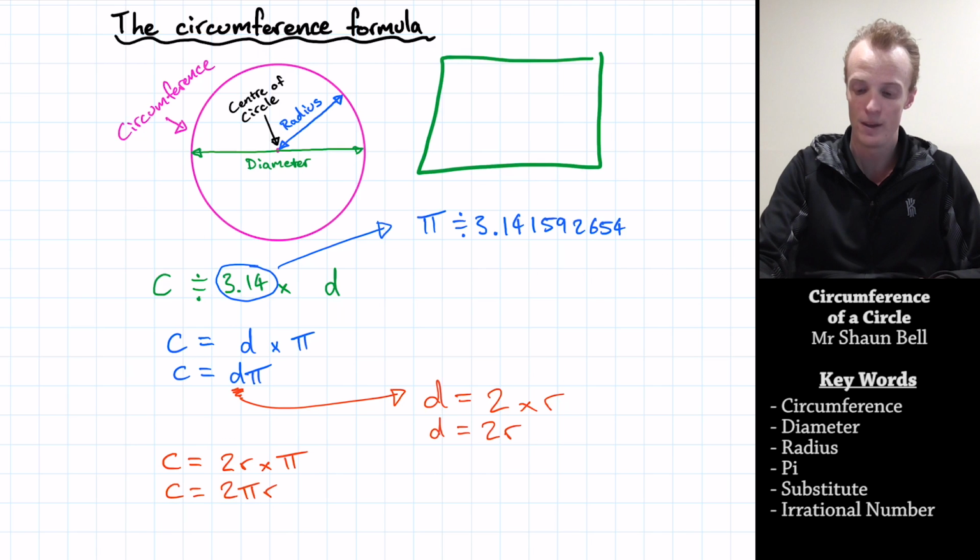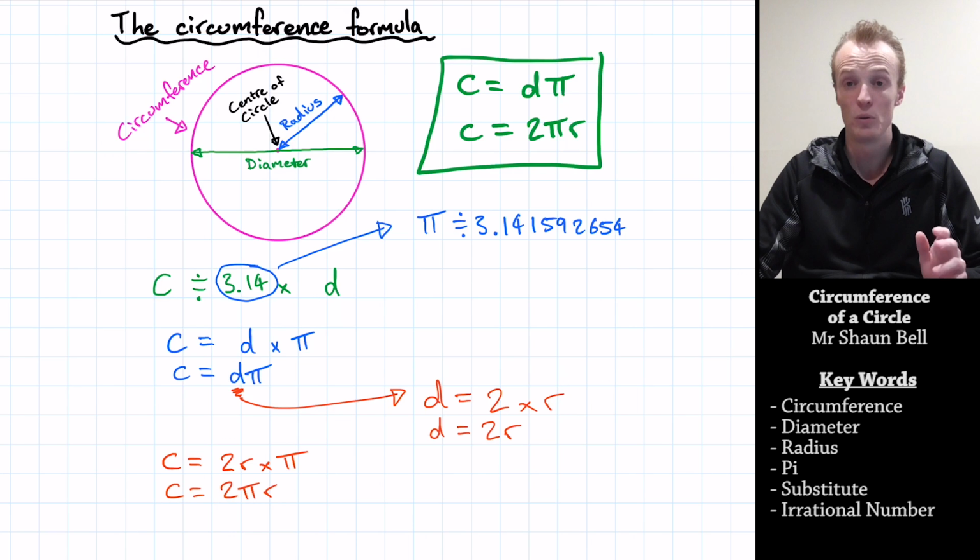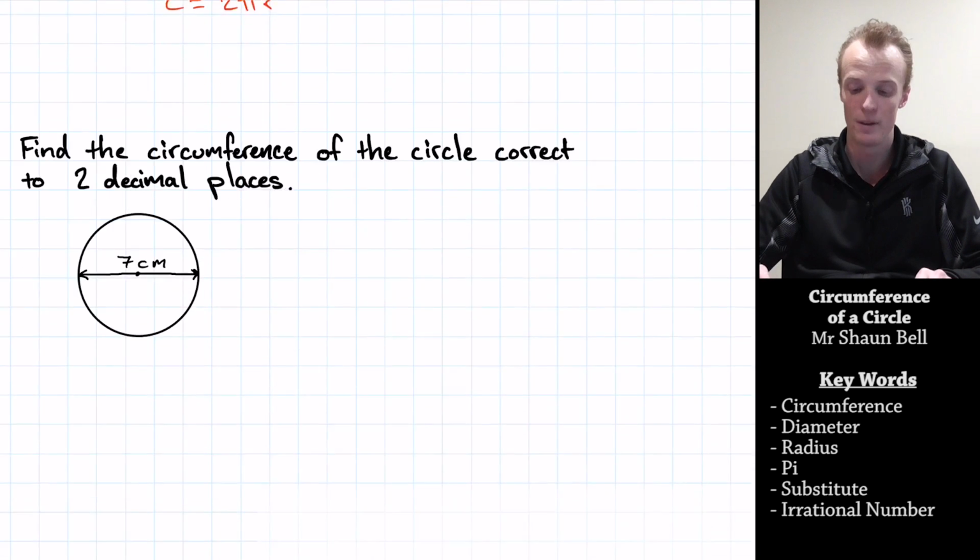So to summarise, there's two forms that our circumference formula can exist in. The first form is circumference equals d times pi. And the second form is circumference equals 2 pi r. Now let's have a look at why having two forms of this circumference formula might be useful.